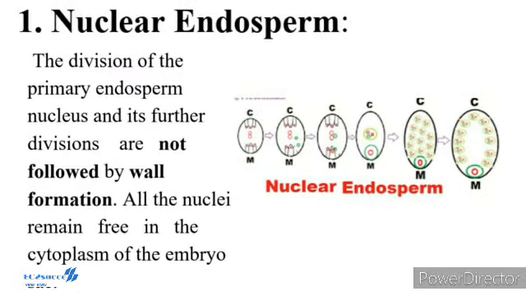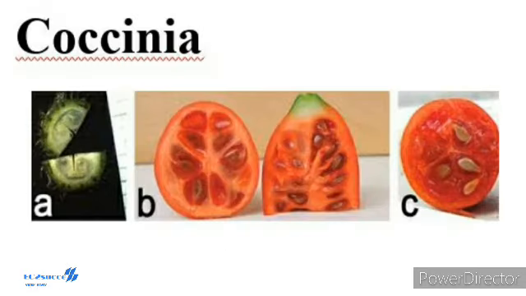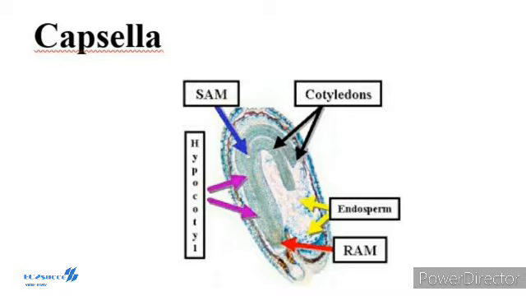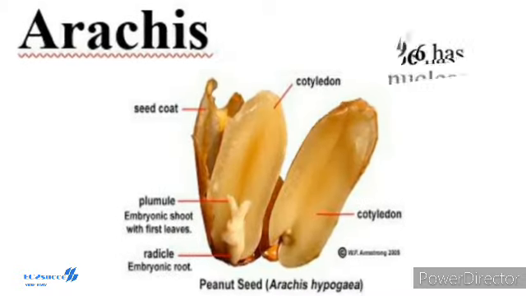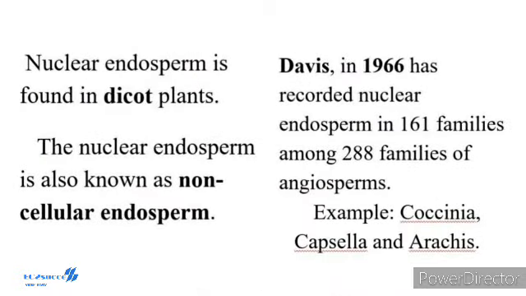First one, nuclear endosperm. In nuclear endosperm, the division of the primary endosperm nucleus and its further divisions are not followed by wall formation. All the nuclei remain free in the cytoplasm of the embryo sac. Example, coccinia, capsella and arachis. The nuclear endosperm is found in dicot plants. The nuclear endosperm is also known as non-cellular endosperm.